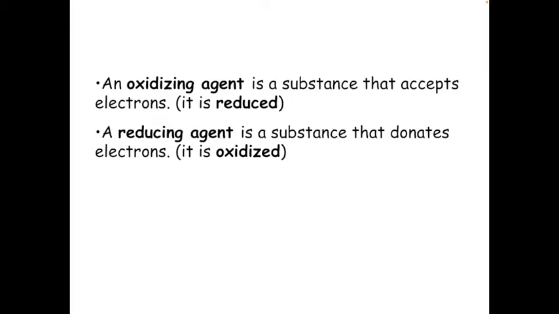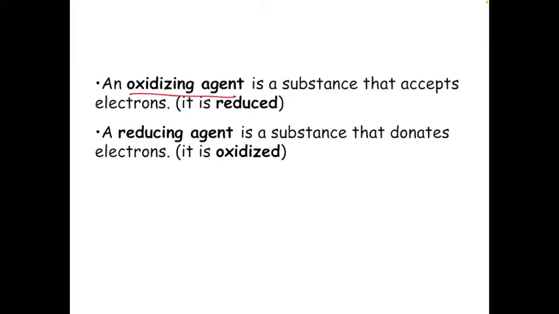Okay, so we looked at redox last time, and we're going to take it to the next level, and we're going to look at these two things called oxidizing agents and reducing agents. And do you know what? It's not actually that much more complicated. It's just complicated because there's a lot of terms here. But if we go through it slowly, it should make sense.